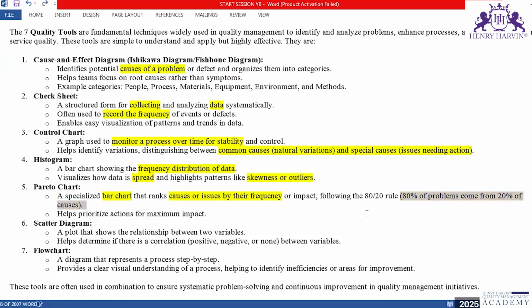Okay, so let me, now it is better. Okay.